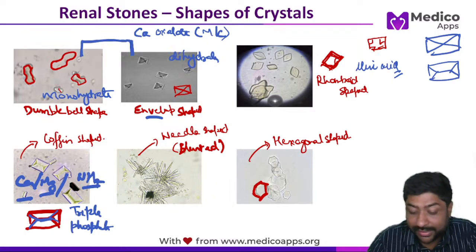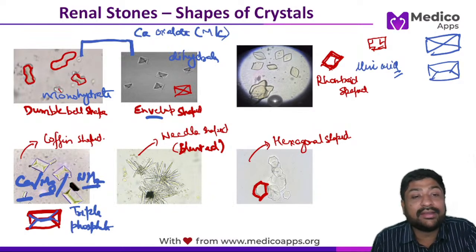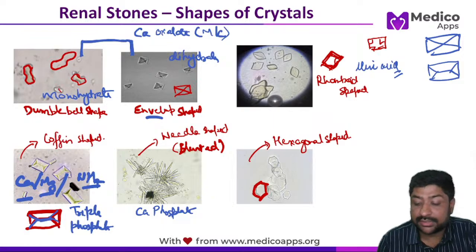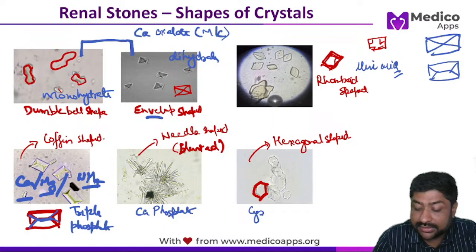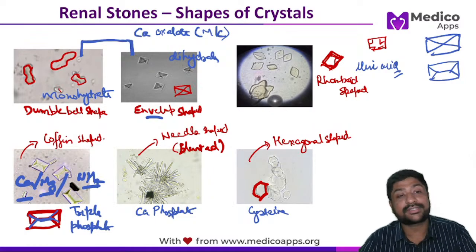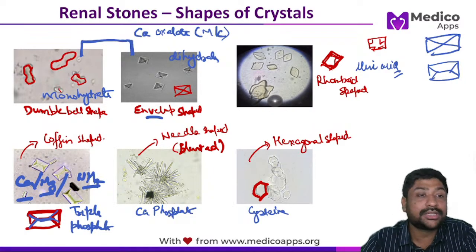Okay, everybody clear? What is this blunt end needles? Remember, this is calcium phosphate crystals, and lastly hexagon. This is cystine crystals. Is everybody clear about the shape of the crystals?